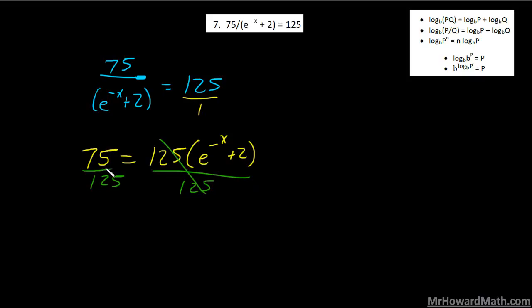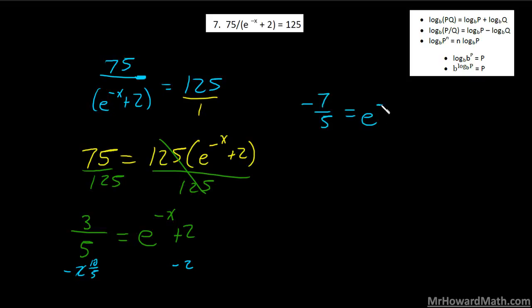and I'm left with 75 over 125, which is actually 3/5. 25 goes into 75 3 times, 25 goes into 125 5 times, so that reduces to 3/5 equals e to the negative x plus 2. Now I'm going to subtract this 2 from both sides. Subtract 2. 2 is the same thing as 10/5. So I'm subtracting 10/5 from 3/5. And now up here I get negative 7/5 is equal to e to the negative x.